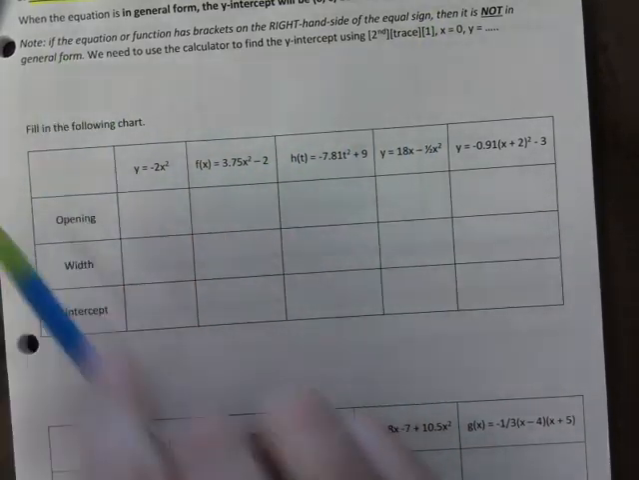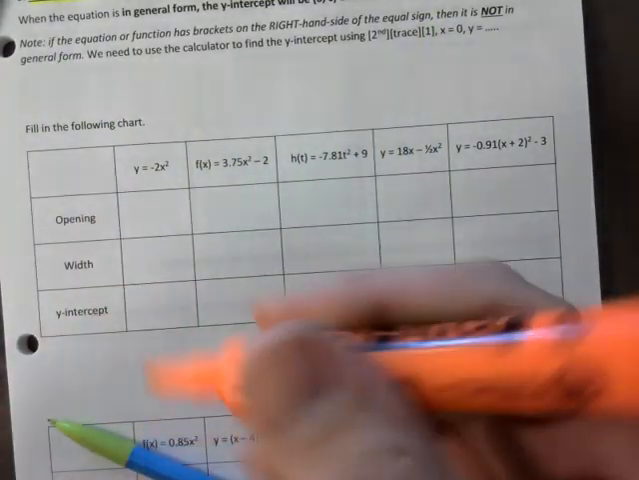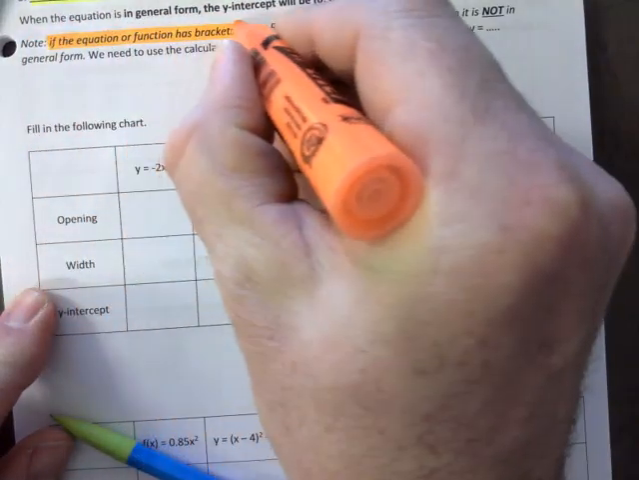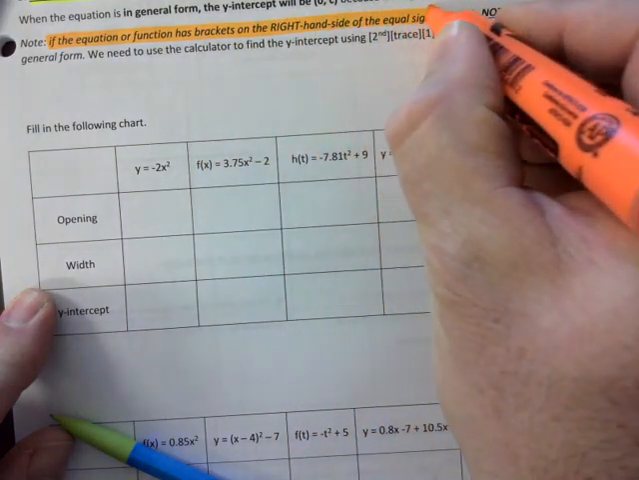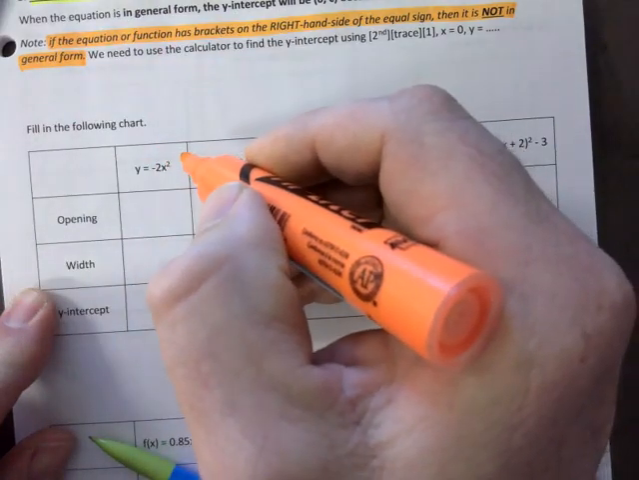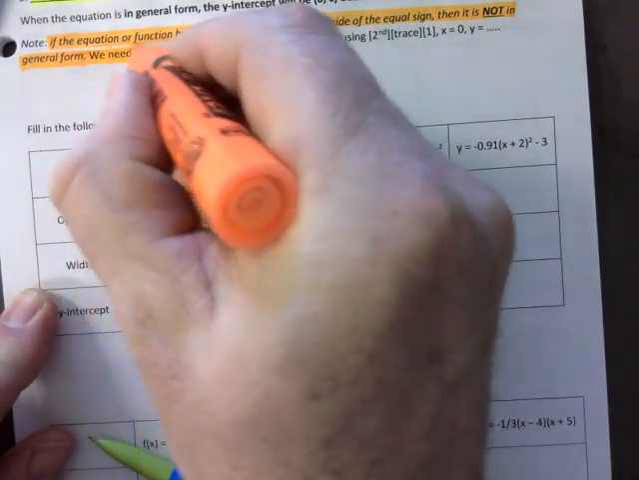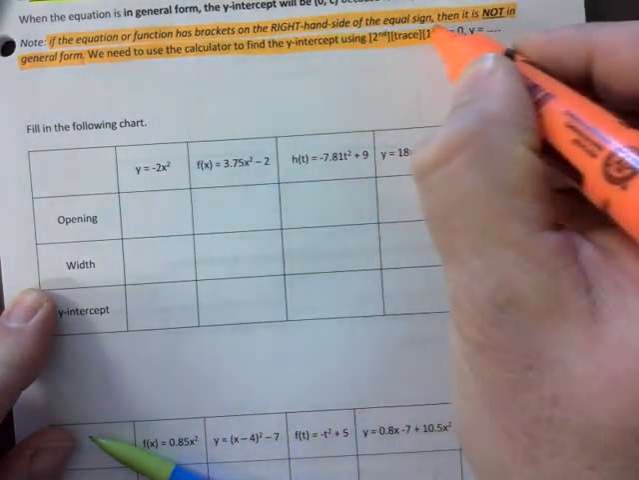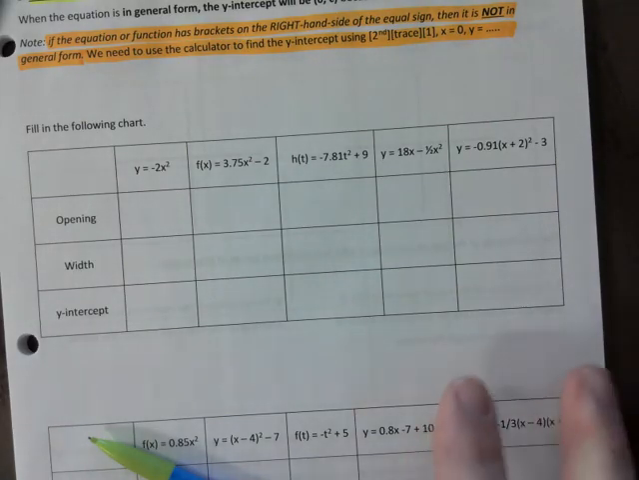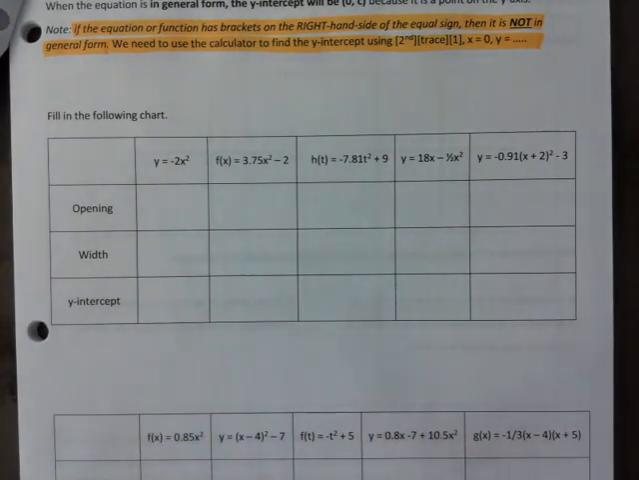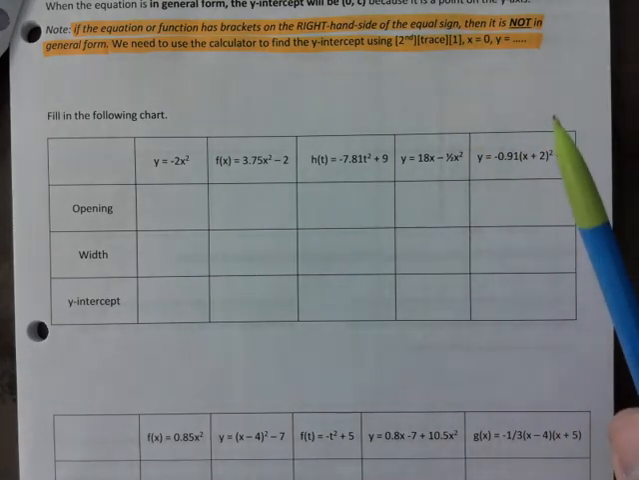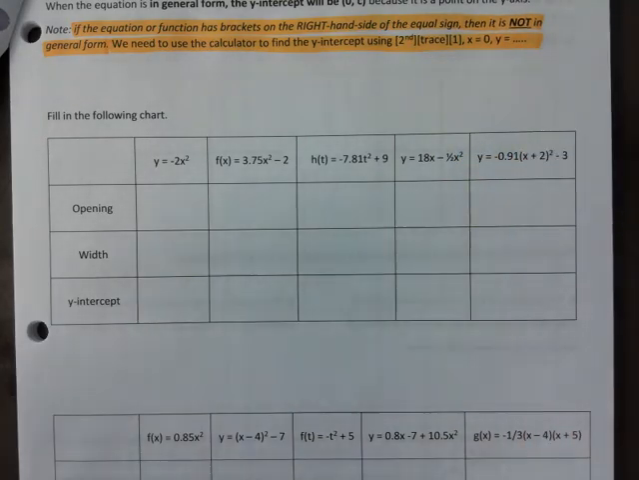Watch this here. This is important. I'm going to give a different color. Okay. If the equation of a function has brackets on the right-hand side of the equal sign, it is not in general form. In that case, we need to use the calculator to find the y-intercept using second trace, X is equal to 0. Don't worry, oh, it's crooked. Don't worry about that just now. I'll explain that more later. It'll make more sense later.